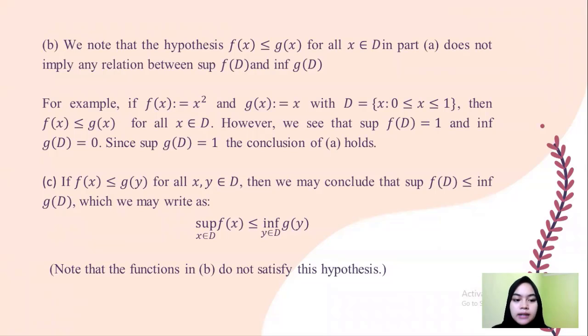And for part C, if f(x) is less than or equal to g(y) for all x, y in D, then we may conclude that the supremum of f(D) is less than or equal to the infimum of g(D), which we may write as the supremum of f(x), where x is an element of D, is less than or equal to the infimum of g(y), where y is an element of D. Note that the functions in B do not satisfy this hypothesis.